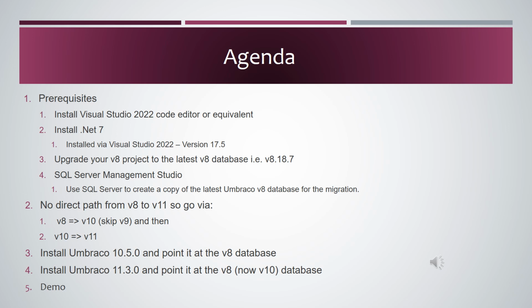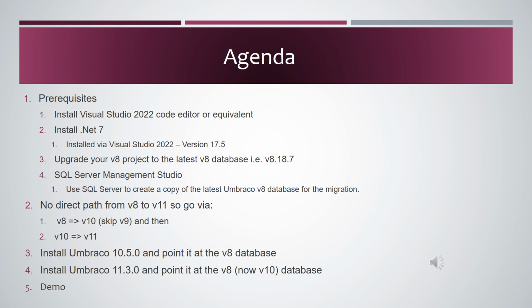You should be aware that there's no direct path from Umbraco version 8 to Umbraco version 11 as far as the database is concerned. If you try and go directly, you'll get an installation error. So what we do is we go from version 8 to version 10, we skip 9, and then we go from version 10 to version 11.